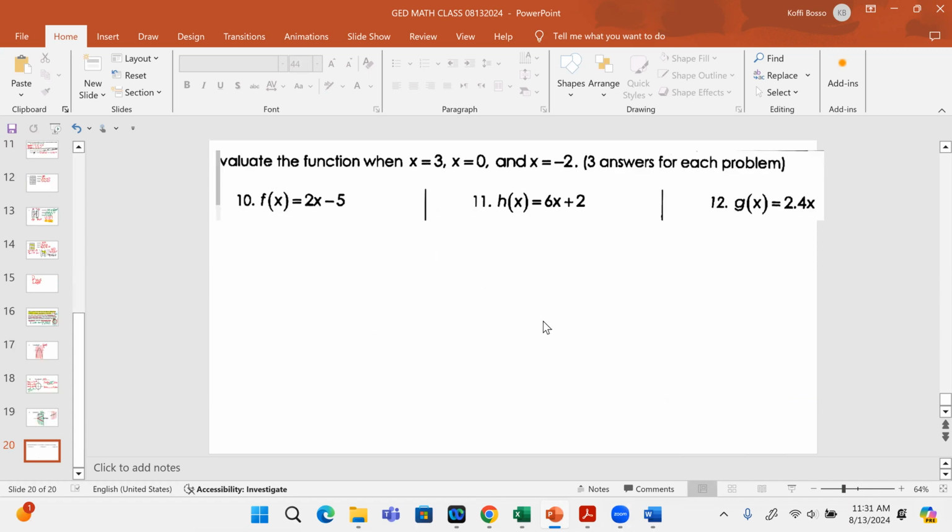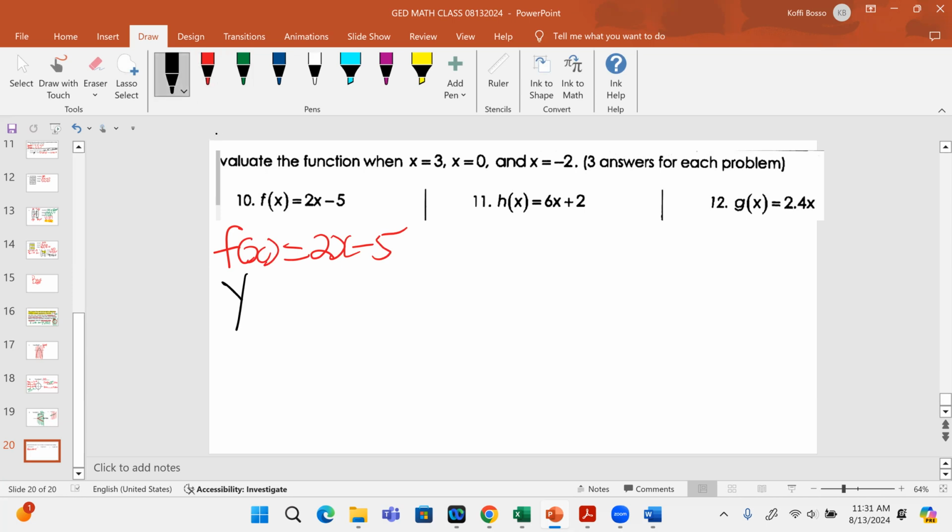So if I take the first function, they say f of x is equal to 2x minus 5. Guys, understand that they use that just to confuse you. What we have here is like y is equal to 2x minus 5. And now, when x is 3, what will be the y?